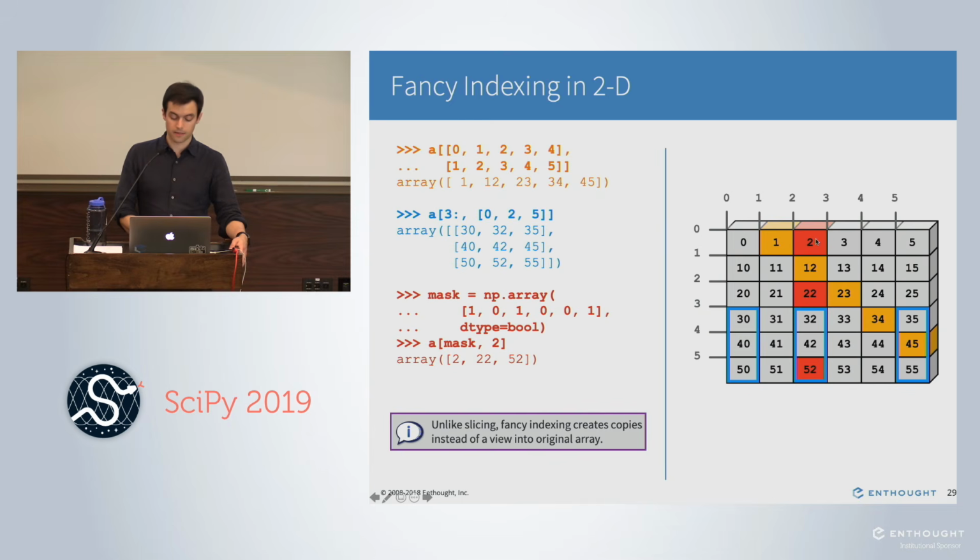And then finally, in red, we're mixing masking, right, the second form of fancy indexing, with regular indexing. So we're creating a mask here where we want the first, the third, and the last element. And we're applying that on the rows. So that gives us the first row, the third row, the last row. But we're only interested in column number 2. So that gives us the 2, the 22, and the 52.